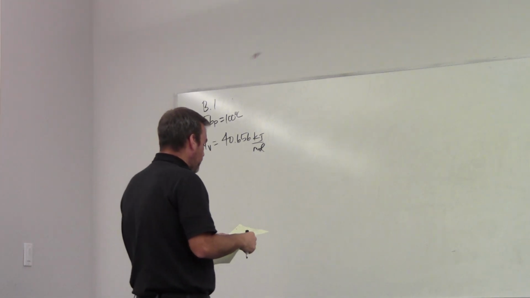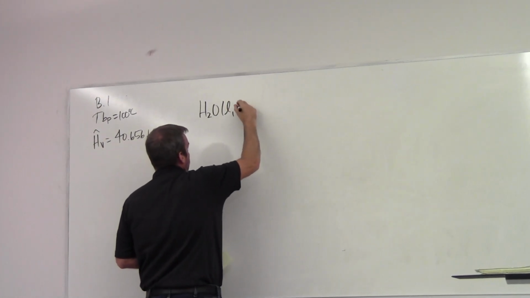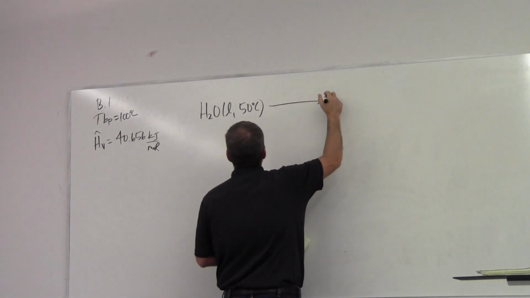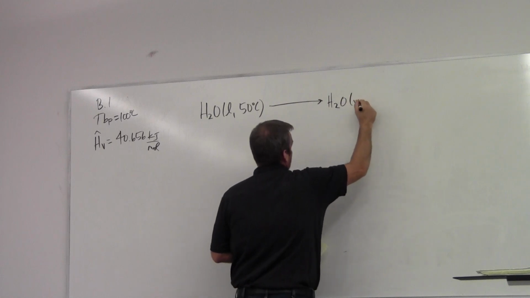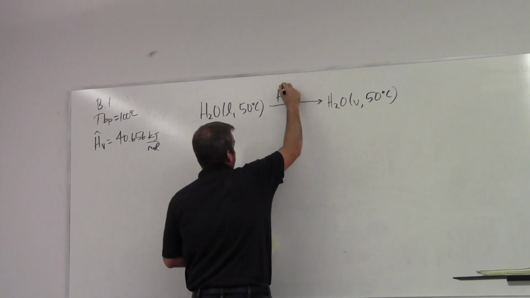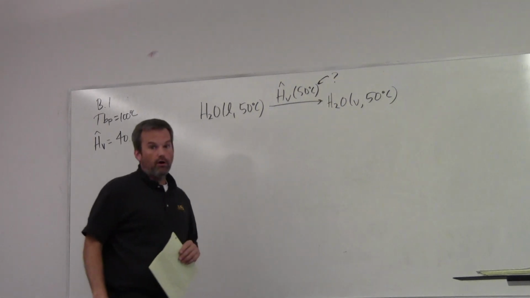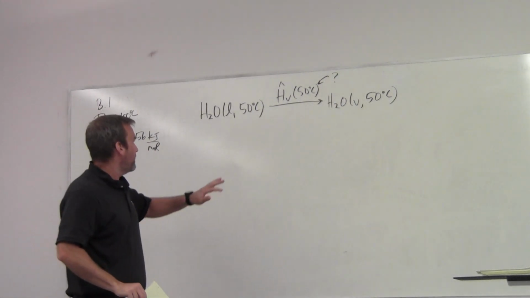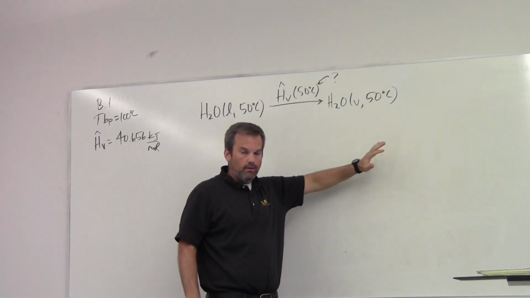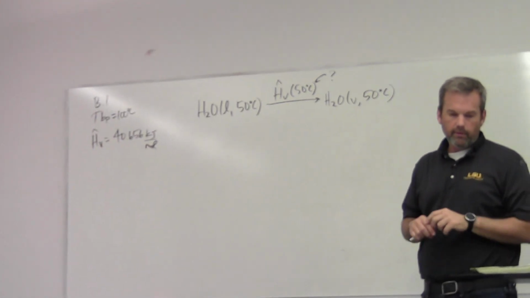All right, here's what we're really trying to calculate. If we have water as a liquid at 50 degrees Celsius, and we take it to a vapor at 50 degrees Celsius, what's that heat of vaporization? All right, that's what we're trying to solve. That's what's happening in real life, okay? In real life, liquid water is going to water vapor at 50 degrees Celsius. We don't know that value, it's not in our book. So how could we solve a problem like this?